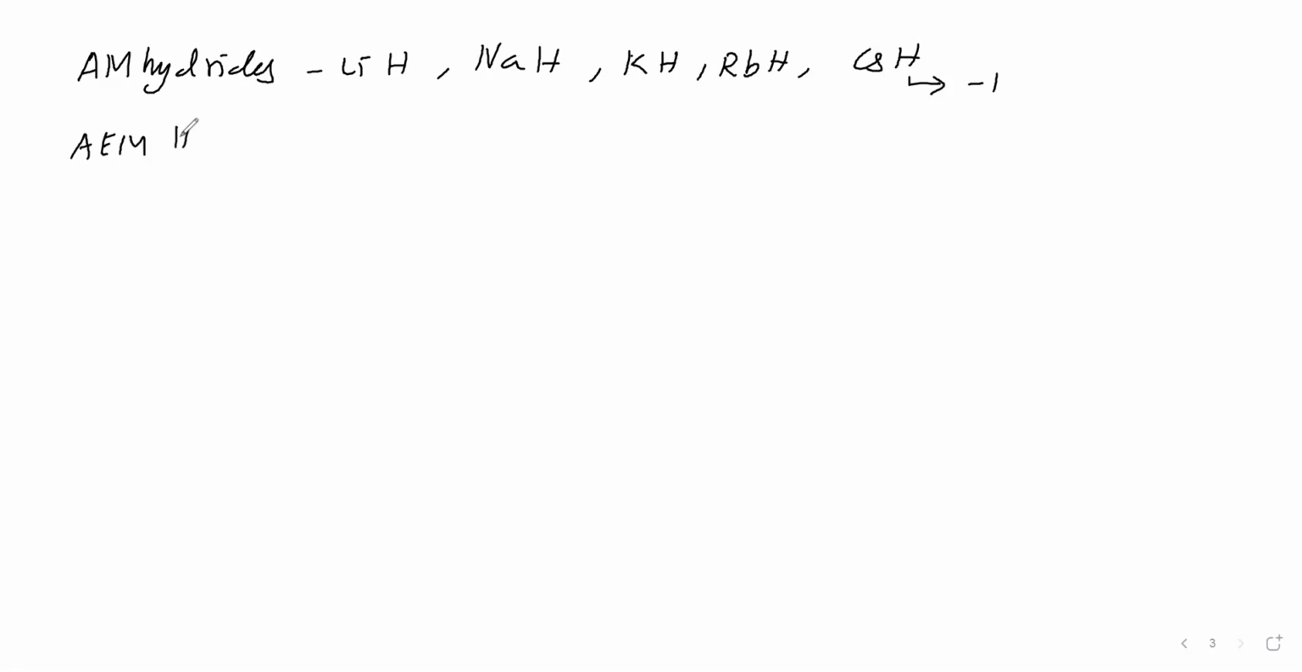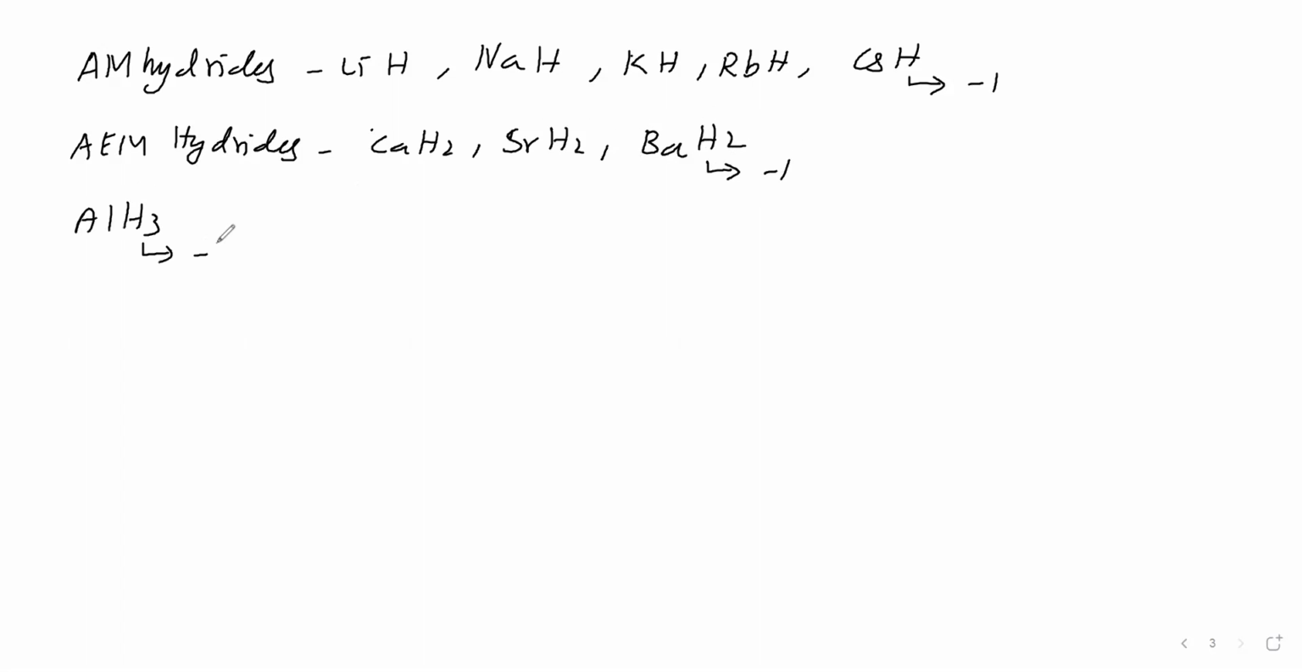Alkaline earth metal hydrides, CaH2, SrH2, BaH2. Here the hydrogen oxidation number is -1. Hydrogen oxidation number means for 1 hydrogen atom -1 oxidation number we can say. For 1 hydrogen atom -1, 2 hydrogens means totally -2. Aluminum hydride. Here hydrogen oxidation number is -1.